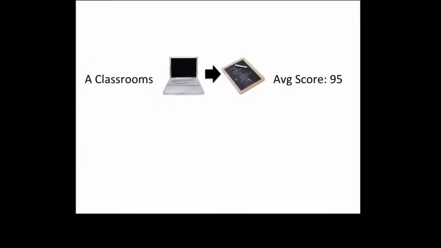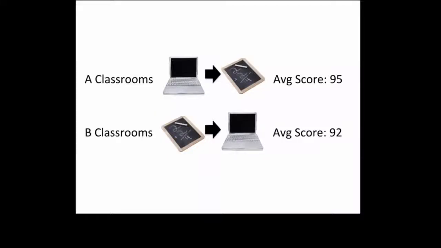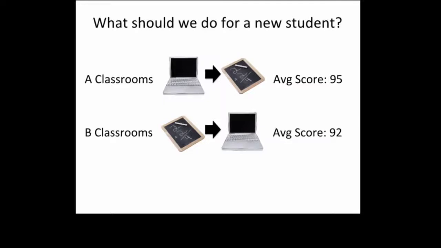Just as a concrete example, imagine that we have a set of classrooms, the A classrooms, where the students first received an activity on a computer, and then received an activity on a chalkboard, and those students got a score of 95 on a test afterwards. And then we have some other set of classrooms, the B classrooms, where students first do an activity on a chalkboard, and then do an activity on a computer, and then get an average score of 92. What we want to do is figure out a good new policy for a new student based on that experience. So what would you do?